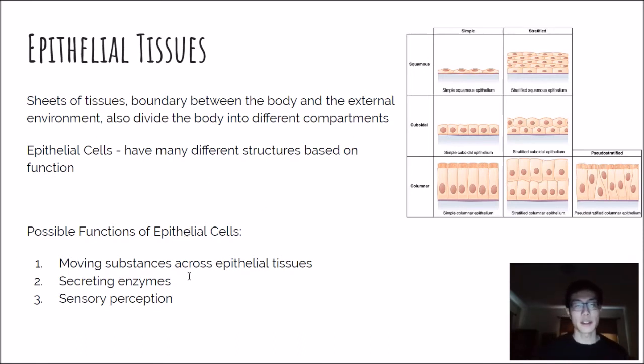A second function of an epithelial cell is the secretion of certain types of enzymes. So that's pretty important. And finally, we have sensory perception. So there are a couple of things that epithelial cells can do, obviously more than these, but these are three major functions that are often discussed, at least at a basic level, in intro courses. So epithelial tissues, pretty cool.